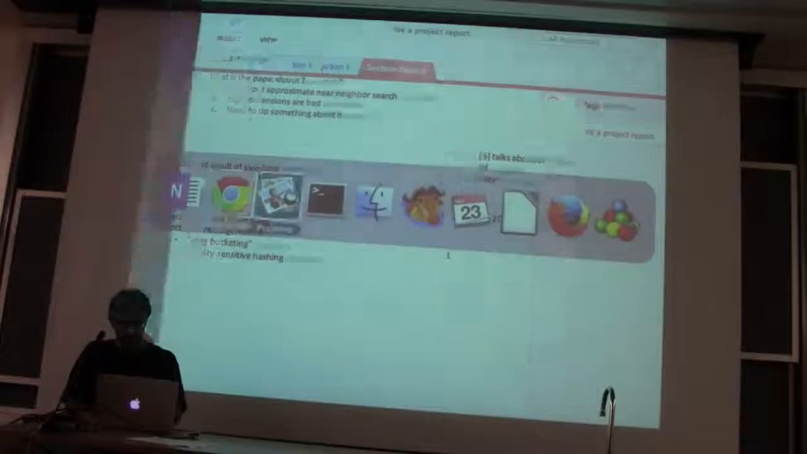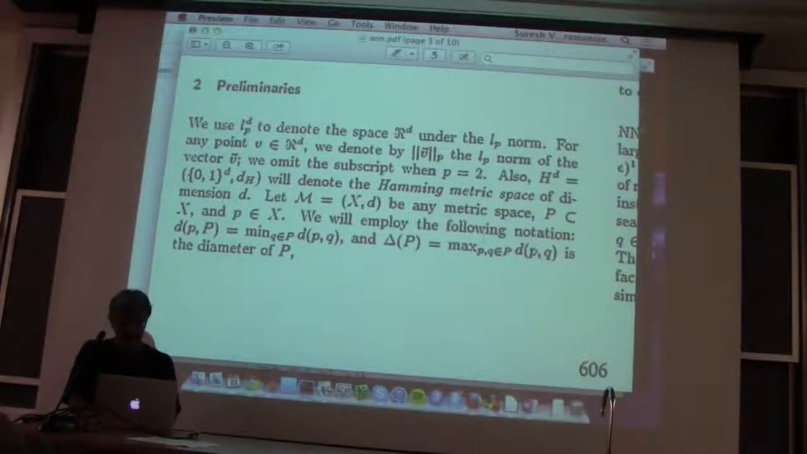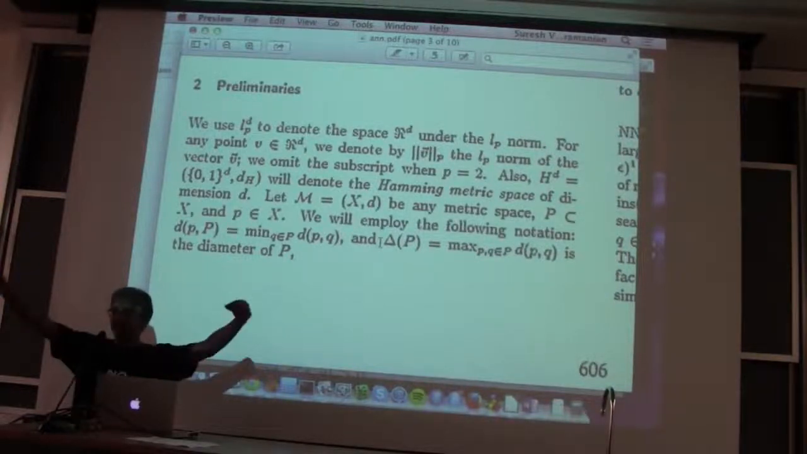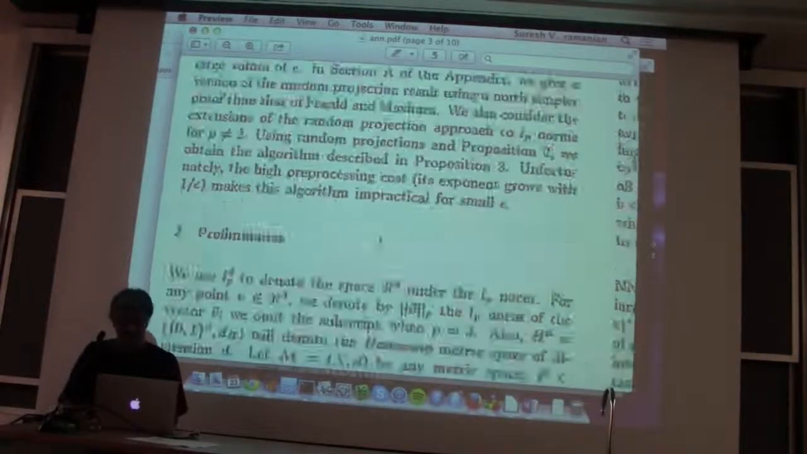So, sorry, go back to the paper. We define the function D(P, S) as the min over Q in S of D(P, Q), so this is the distance from P to the set, the closest point of the set. Max D(P, Q) is the diameter of the set. Okay, that seems reasonable enough.